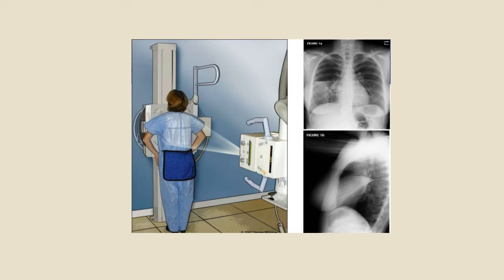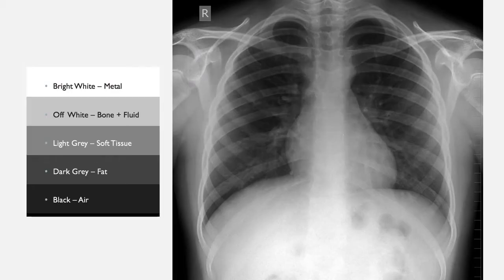The radiation, in this case X-rays, passes through tissue and produces an image onto film that helpful clerks like you can interpret. The radiograph produced will display many different shades depending on the type of tissue the X-ray passes through. Air and gas are radiolucent and will appear as black. Fat will appear as dark gray. Soft tissue, including the heart and vasculature, will appear as light gray. Bones and fluid will be off-white, and metal, for example from a pacemaker or prosthetic joint, are radio-opaque and will appear bright white.